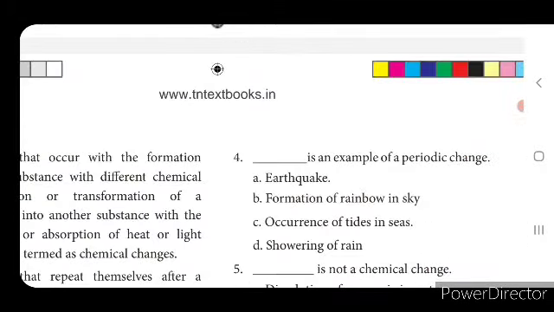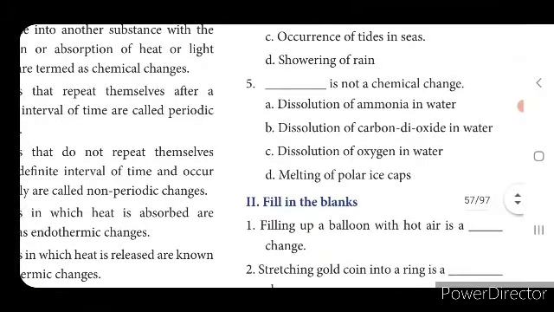Then, occurrence of tides in seas, that is the answer. Occurrence of tides in seas. So earthquake is a non-periodic change. Yes, the time is not fixed, but here it's asked as a periodic change, so we have to write occurrence of tides in seas. Okay, the next one, dash is not a chemical change.